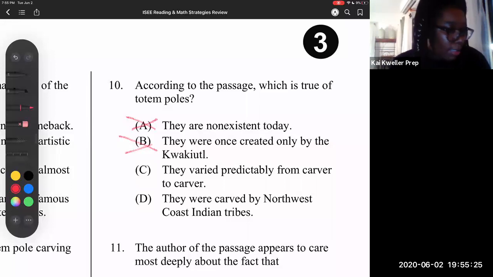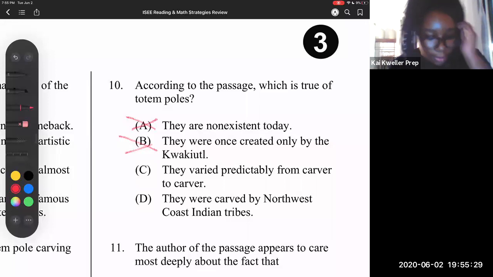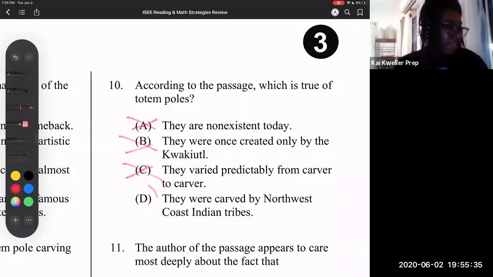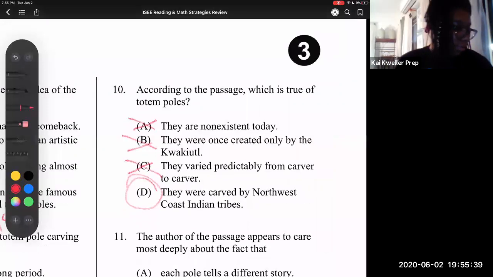They varied predictably from carver to carver. Well, no, we don't really talk about how they vary from other carvers in the text. So that leaves D to be the answer. And D is the answer.